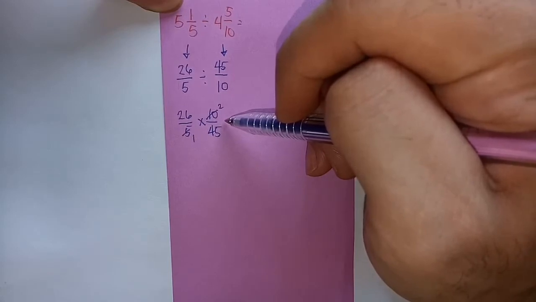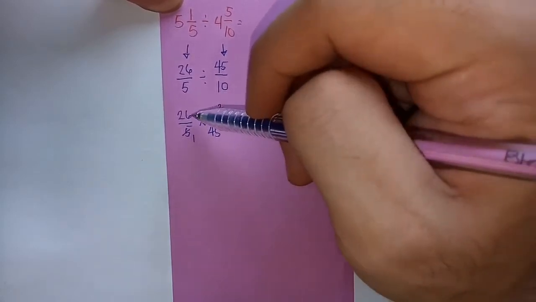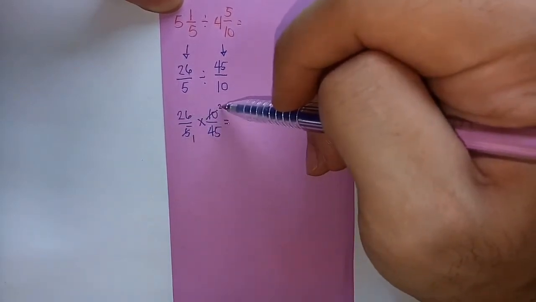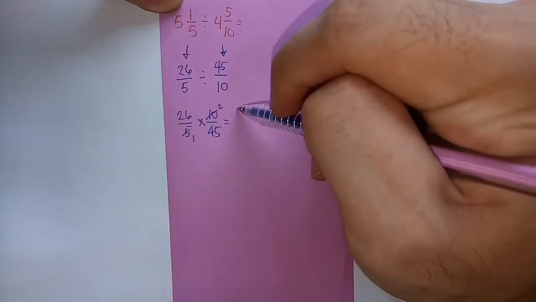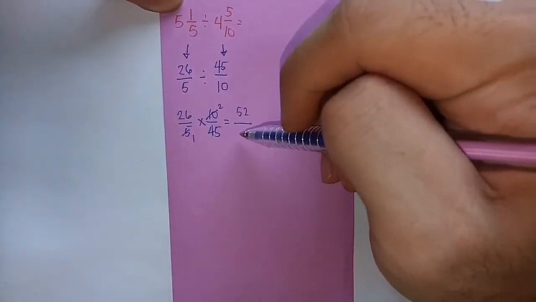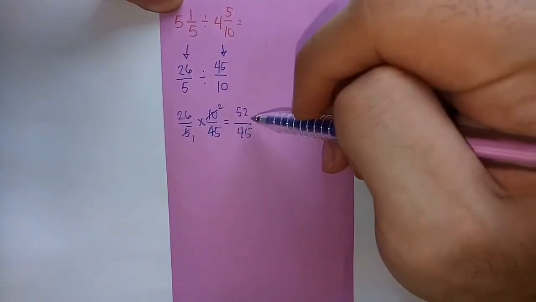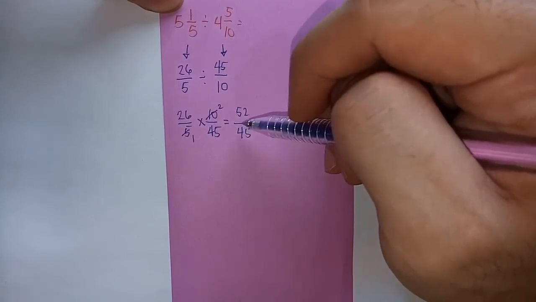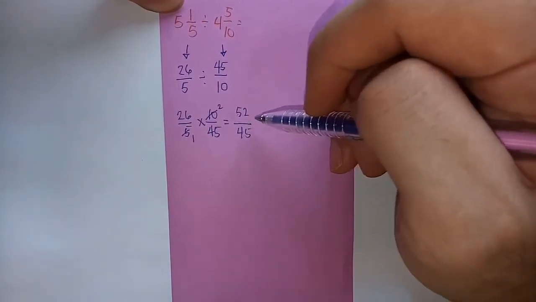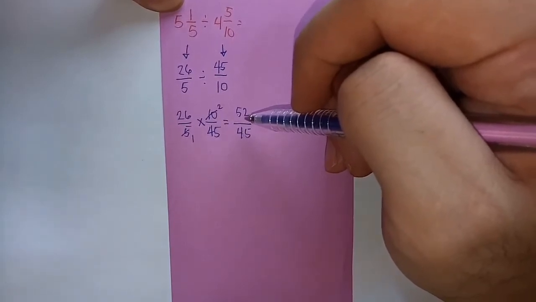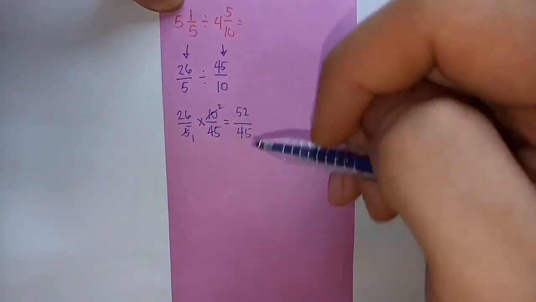Ano maliban sa 1. So, ang gagawin natin, we will multiply the numerators and the denominators. So, 26 times 2 ay 52 over 1 times 45 is 45. Okay, so ang gagawin, i-check itong sagot kung siya by improper fraction or kung pwede pang i-lowest term. So, siya by improper fraction? Yes, this is an improper fraction. Anong gagawin natin kapag improper fraction ang sagot? Okay, gagawin natin siyang mixed fraction.